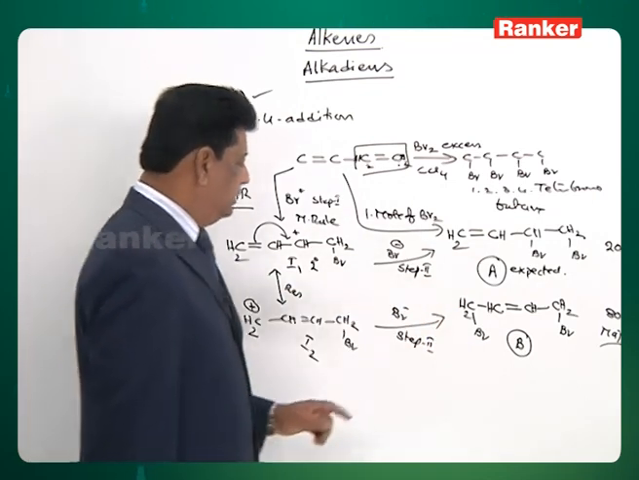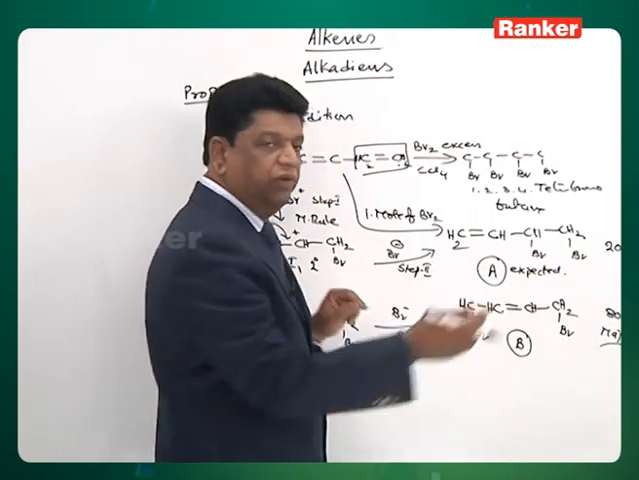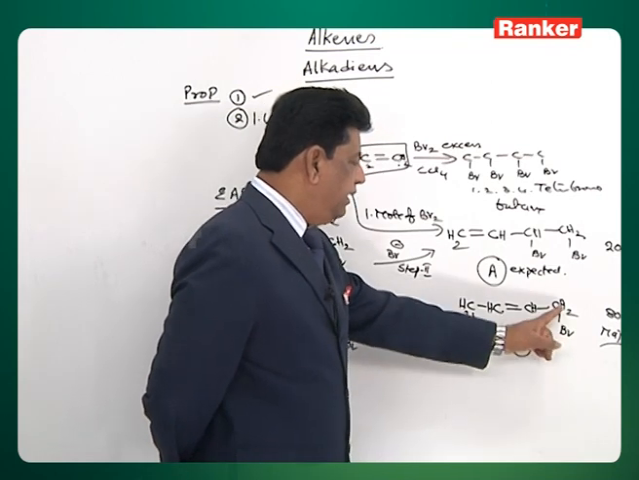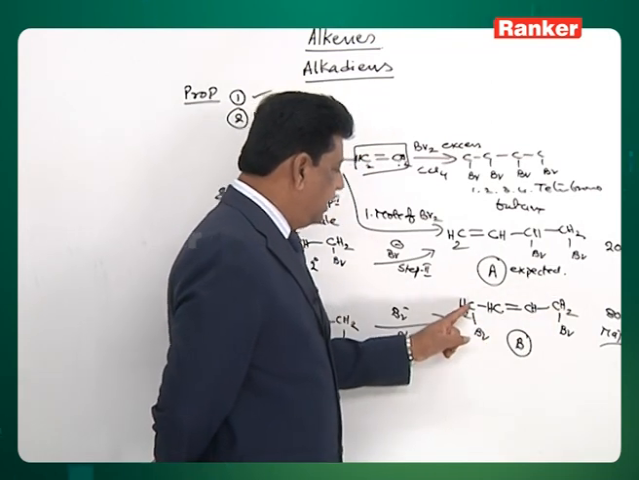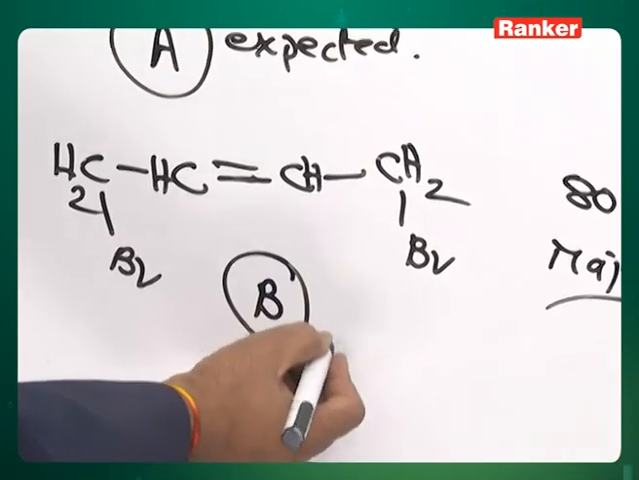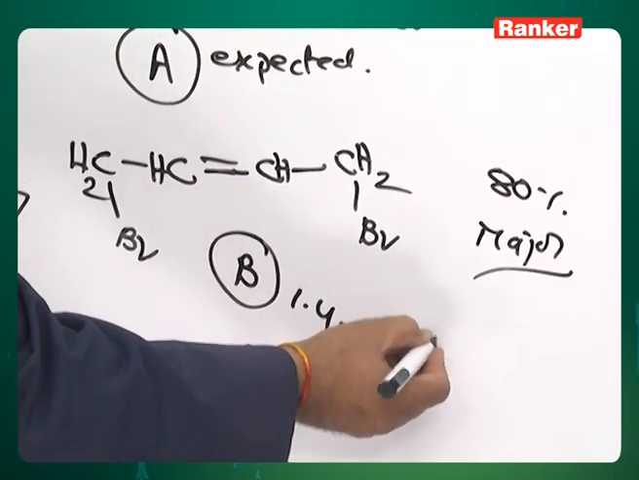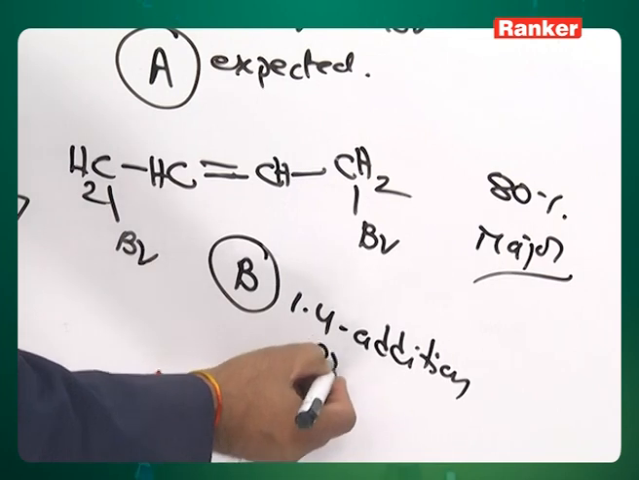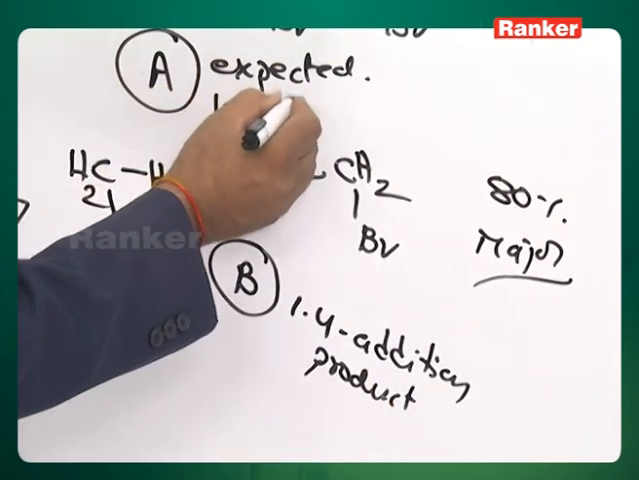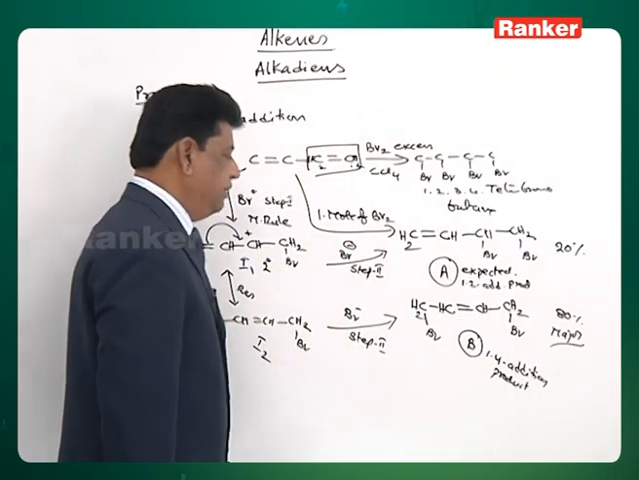This 1,4 is not only the number of the carbons. If the compound is very big also, we say 1,4, because with reference to the electrophile-added carbon, the nucleophile-added carbon is the 4th carbon. Therefore, I call this a 1,4 addition product. B product is called the 1,4 addition product. I call the product A a 1,2 addition product. 1,2 addition product, 1,4 addition product.